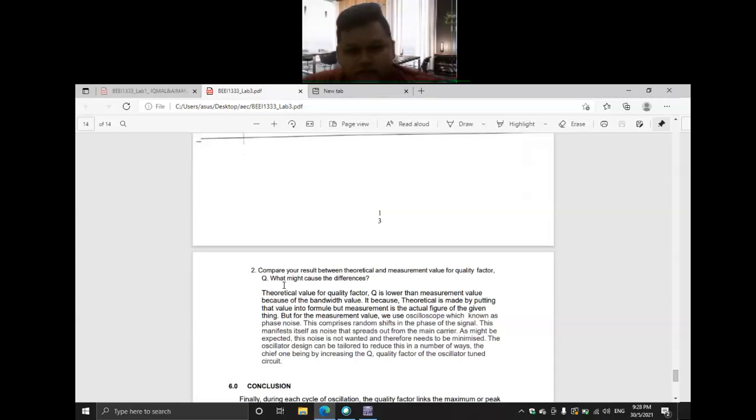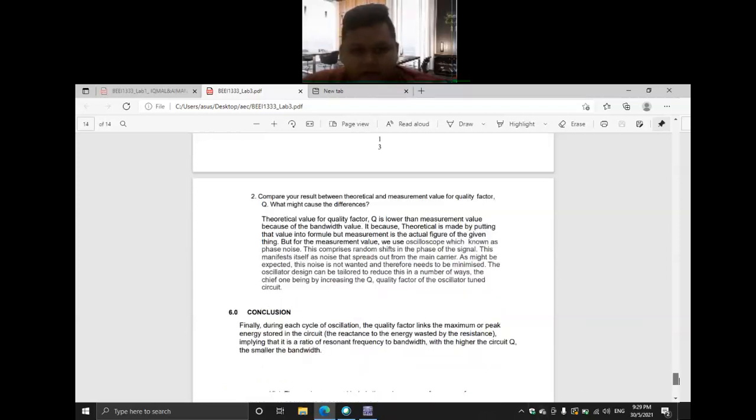This comprises random shifts in the phase of the signal. This manifests itself as noise that spreads out from the main carrier. As might be expected, this noise is not wanted and therefore needs to be minimized. The oscillator design can be tailored to reduce this in a number of ways, the chief of which is by increasing the Q quality factor of the oscillator tuned circuit.